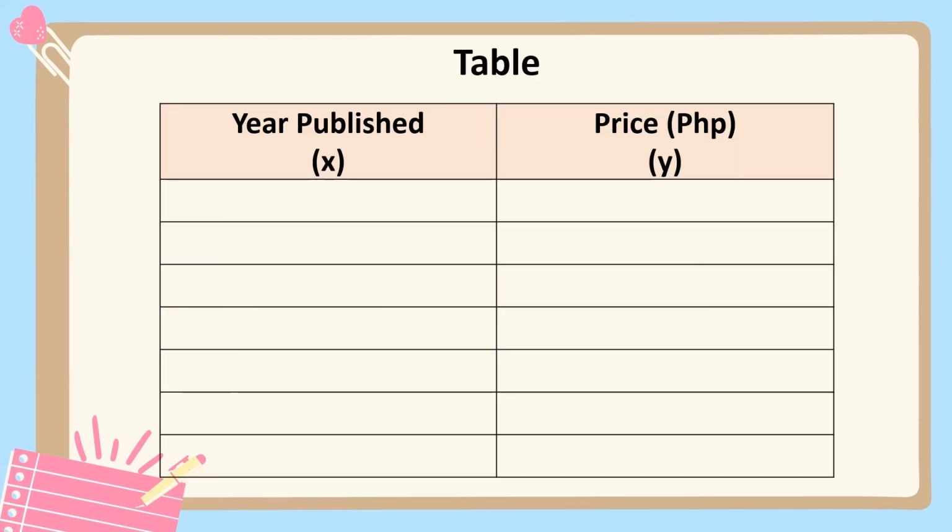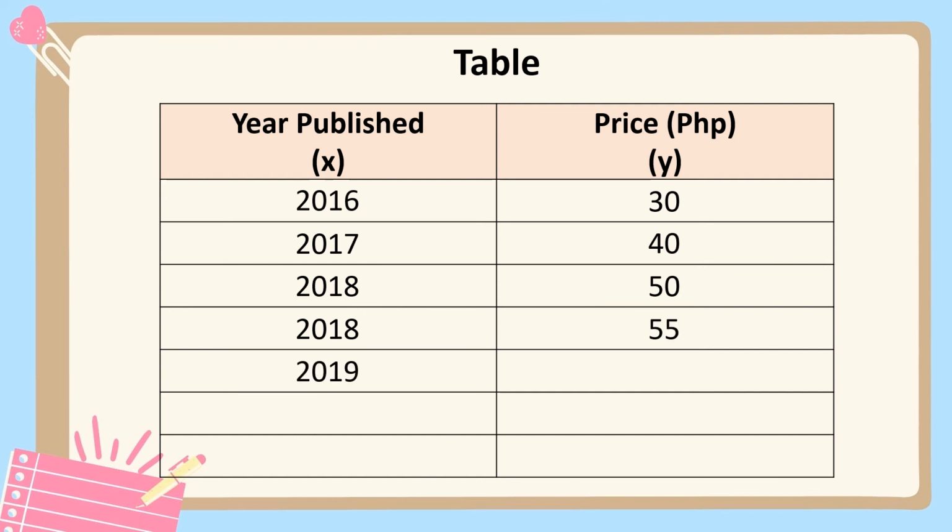If we are going to express the given relation as table, it will look like this. So first column, we have the year published. And on the second column, we have the price. 2016, we have 30. 2017, we have 40. 2018, 50. 2018, 55. 2019, 55. 2019, 60. And 2020, 70.